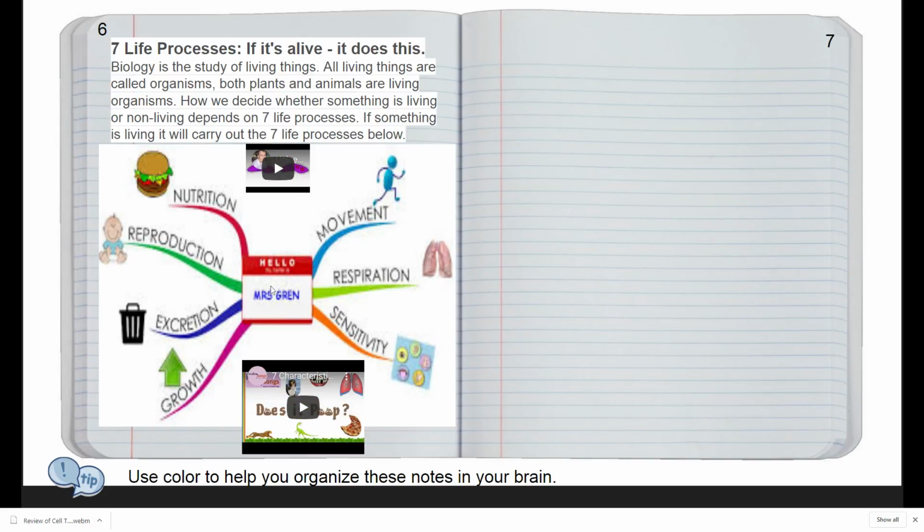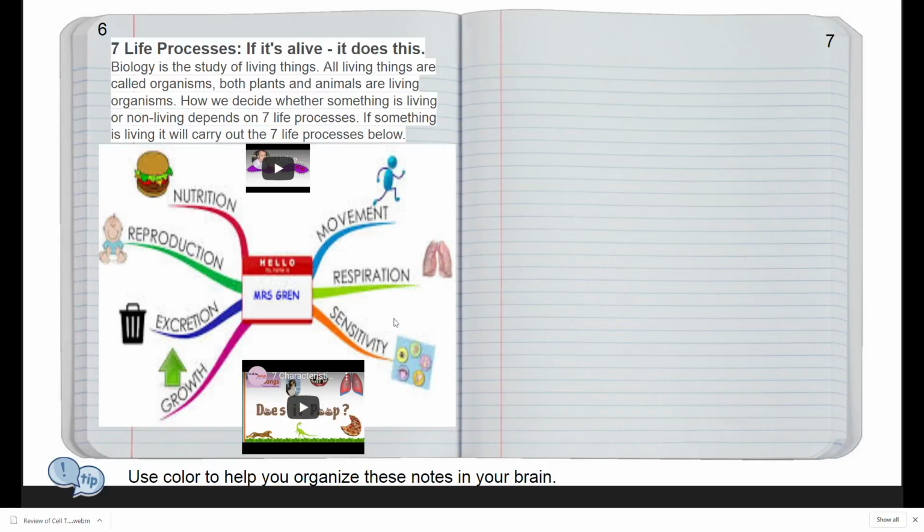Oh, and let me point out that sometimes the way people remember these 7 life processes is with this little tool here, Mrs. Gren. The M is movement, the R is respiration, the S stands for sensitivity, the G is for growth, the E is for excretion, the R, a little backwards there, is for reproduction, and the N is for nutrition. So this is called a mnemonic phrase, something that helps you, those first letters help you remember all of those other words.